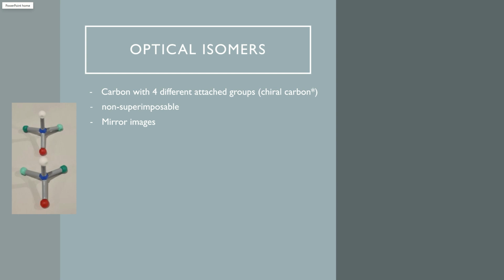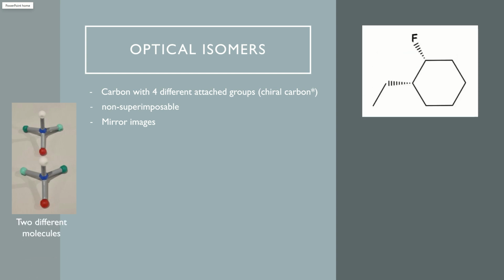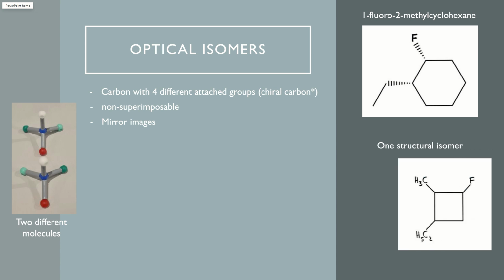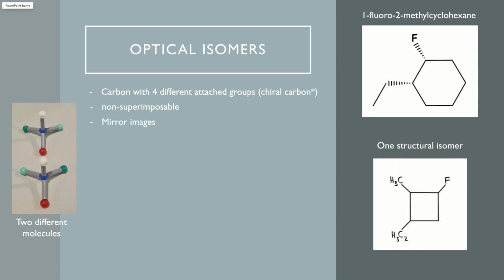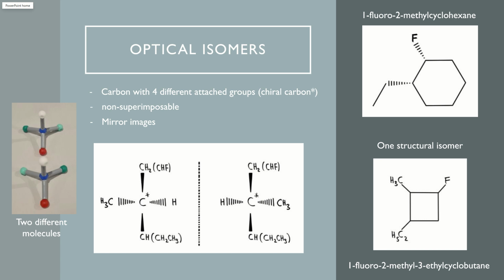Here are little models where I've tried to show that enantiomers are non-superimposable mirror images. To the right, I've drawn a structural isomer of 1-fluoro-2-methyl cyclohexane. The systematic name for this structural isomer is 1-fluoro-2-methyl-3-ethyl cyclobutane, and this would be a good example of optical isomerism, as I've drawn here.